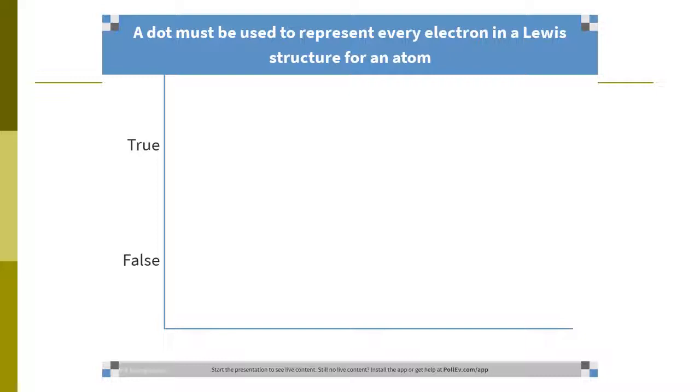So remember, I really like the Lewis symbols. Again, sometimes I call them Lewis structures. Here's a question about this one. A dot must be used to represent every electron in a Lewis structure for an atom. True or false?